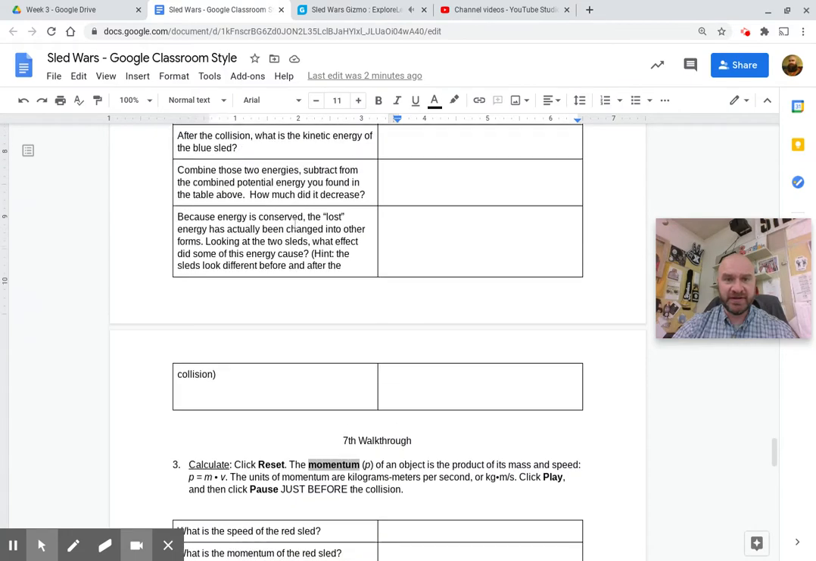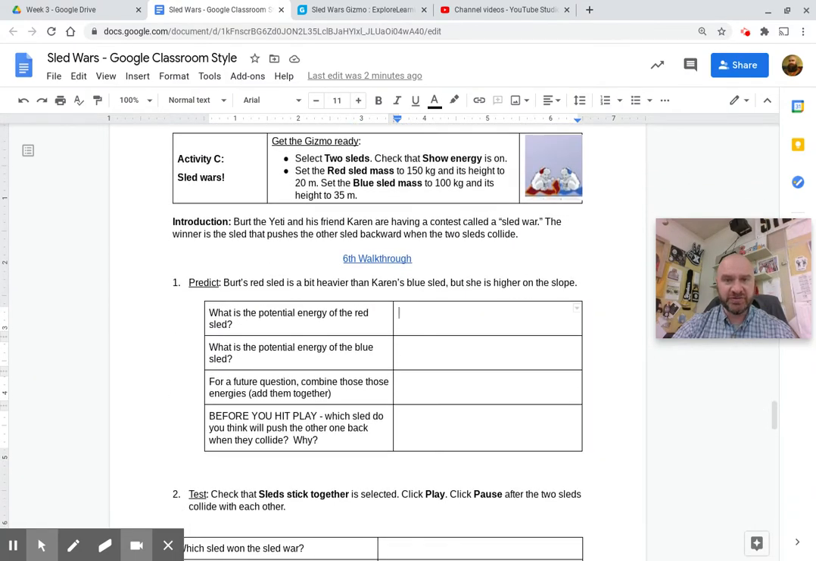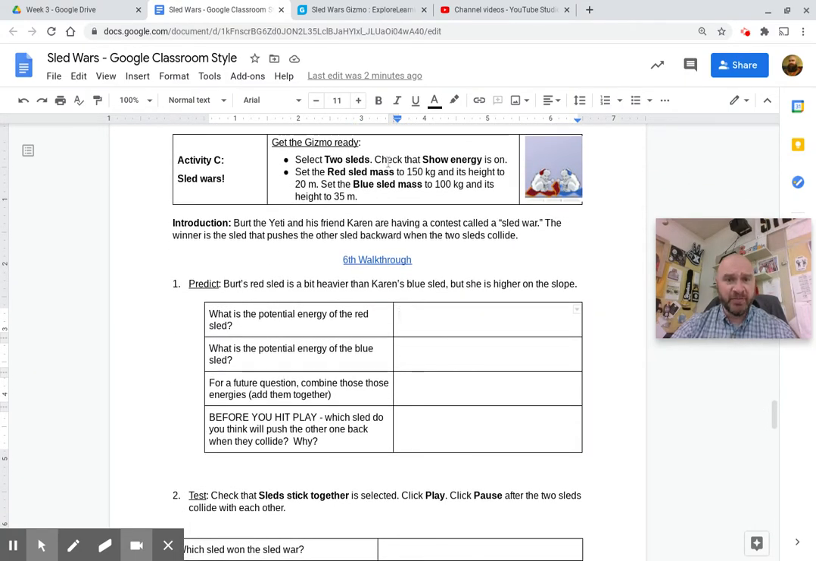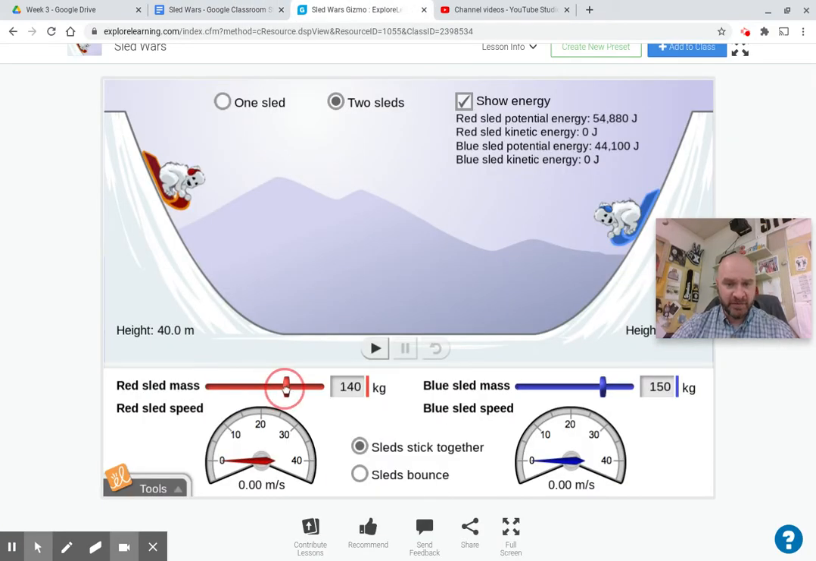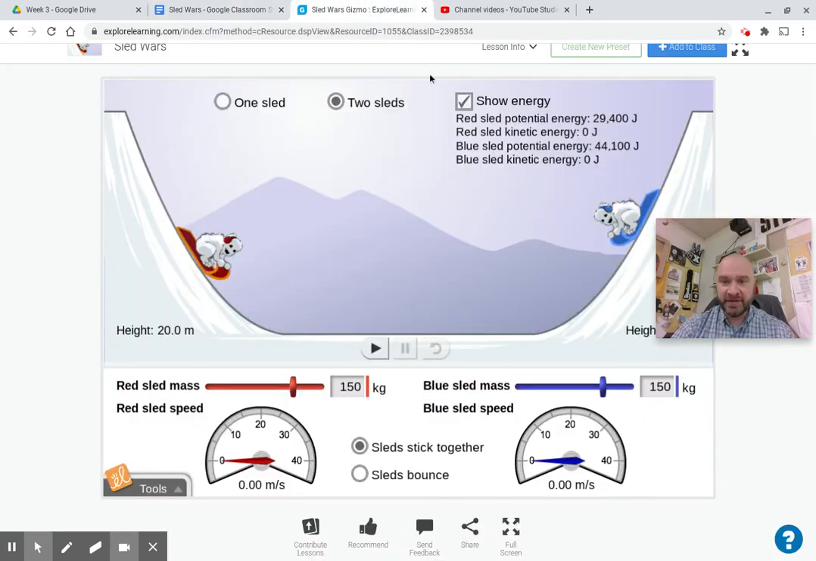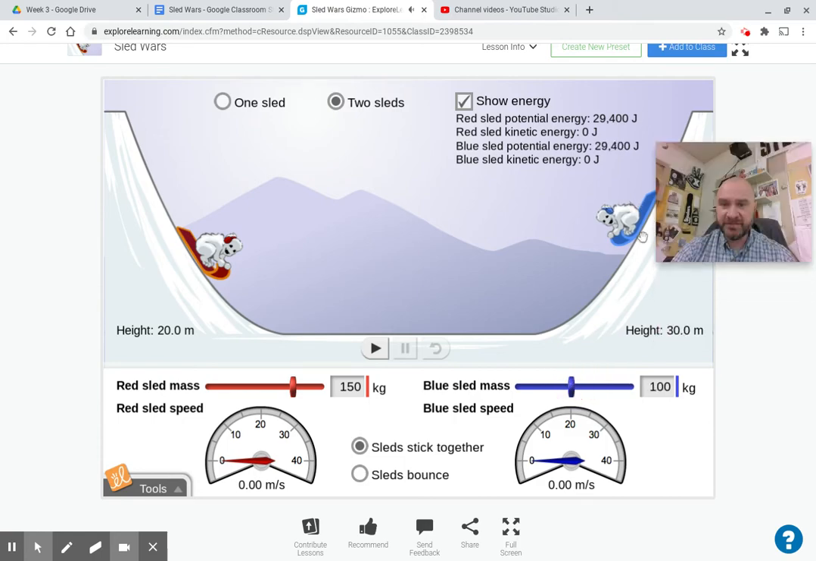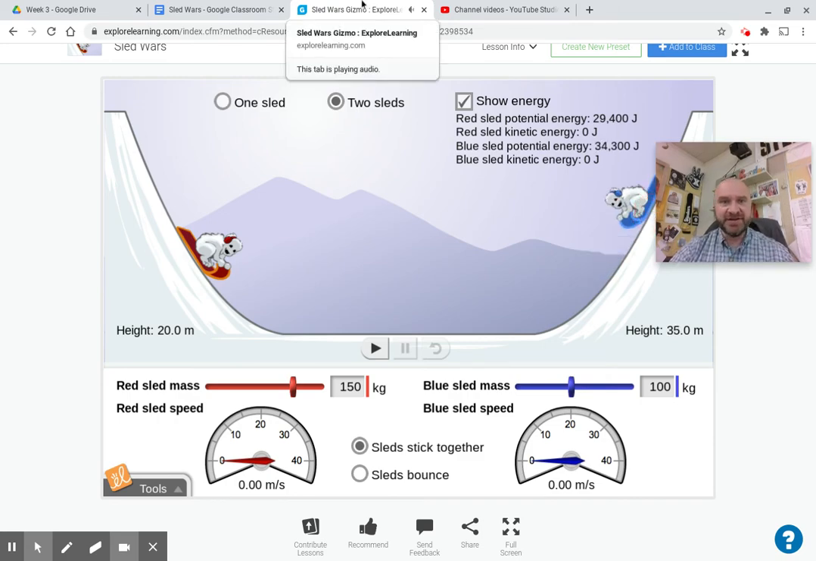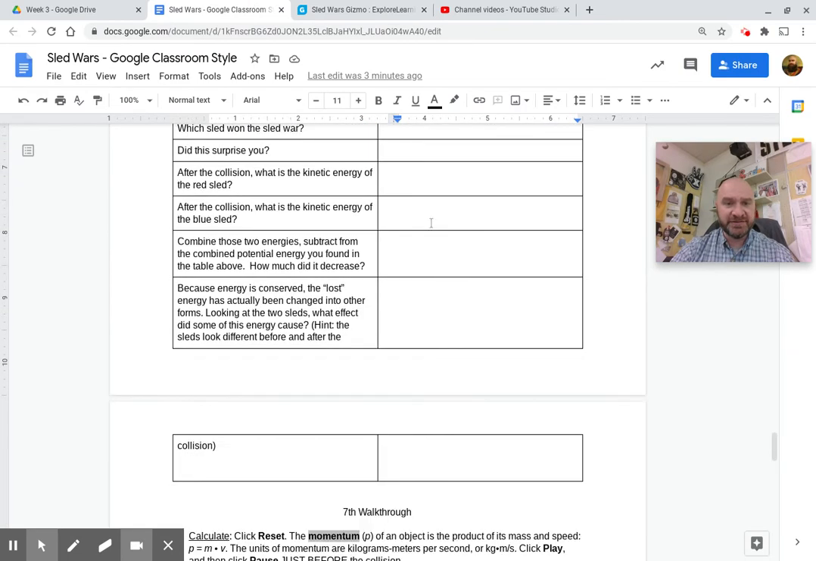Now I changed mine to be something random, so I need to make sure my settings are correct. Red sled mass to 150, height of 20. Good. The blue needs to be at 100 and then height of 35. There we go. All right. My settings are now correct. Okay, good. Now let's go back down to where I was.